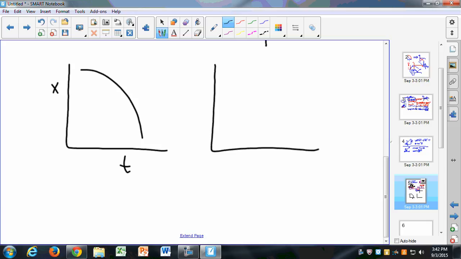Okay, let's do one more, or one or two more. How about this one? Negative or positive acceleration? Now think, the slope here is negative, so it has a negative velocity that's slowing down, so this one has a positive acceleration. It depends if it's speeding up or slowing down. If it's speeding up, the acceleration is the same direction as the velocity. If it's slowing down, the acceleration is the opposite direction of the velocity.